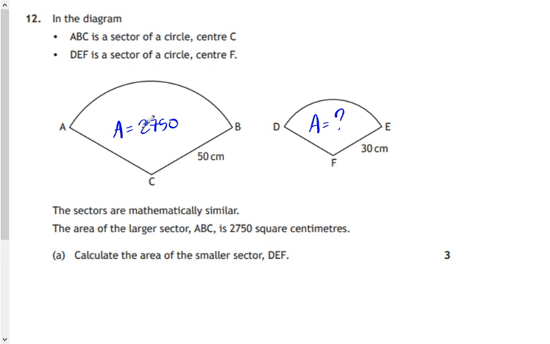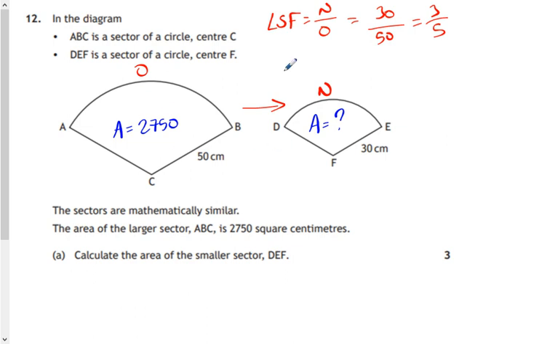Okay, so if they're mathematically similar, that means that they share a scale factor. Now, we can initially see a side on each that's the same, so we can work out a linear scale factor. The linear scale factor is the new over the old. So if this is the one we don't know something on, it's our new. That must be our old. We're going that way. So that gives us 30 over 50, which is 3 over 5. And I can leave that there.